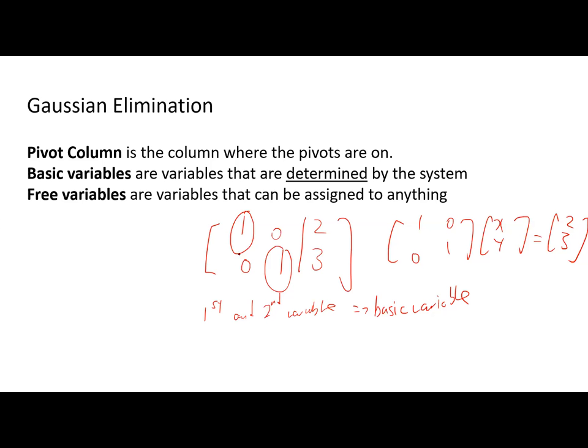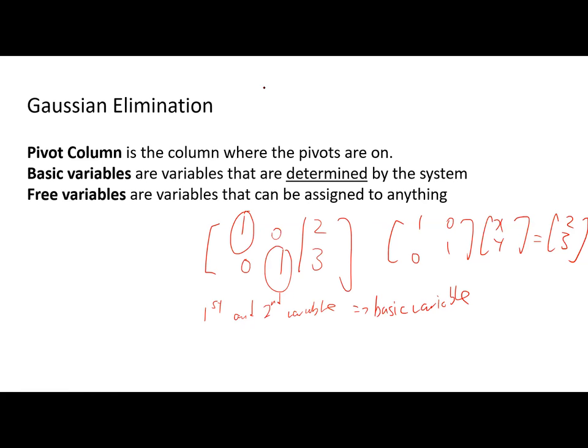So in this case, because the pivot columns are the first column and the second column, it means that the first variable and the second variable are basic variables.